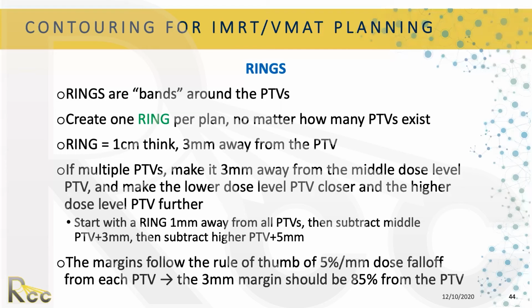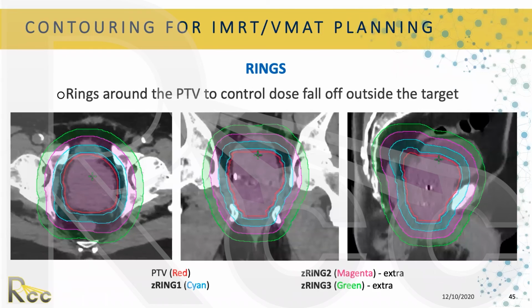For example, you're going to start with a ring 1 millimeter away from the PTVs, and then subtract the middle PTV with 3 millimeters, then subtract the higher PTV with 5 millimeters. So you make more space. And it follows the rule of thumb of 5% per millimeter. For example, I have an example here of the prostate, and the PTV is in red.